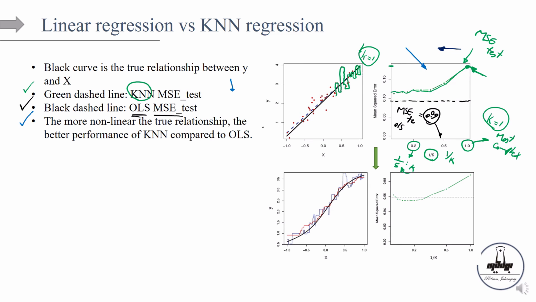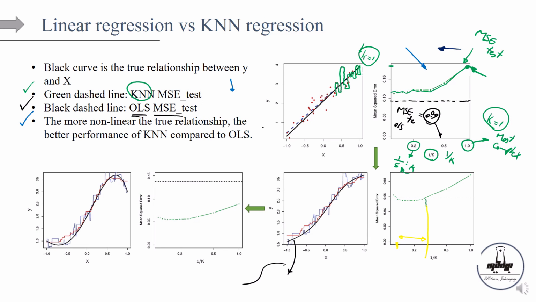Let's look at another example. Imagine here the true relationship is this curve, this kind of S curve. And now for some values of k, specifically for these values, KNN is outperforming the OLS, right? Because look at that. Let me use my laser. It seems that for these values of k, the MSE in the test set for KNN is smaller than the MSE in the test set when we are using OLS. So in this region, when k is between these two numbers, KNN is outperforming the OLS. Why? Because the true relationship was more nonlinear.